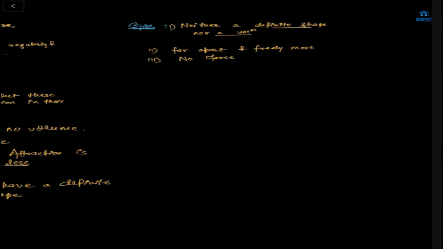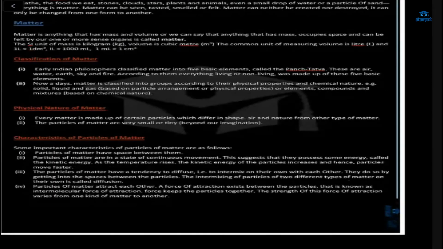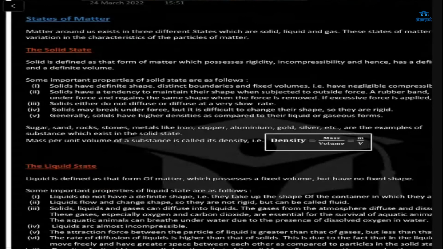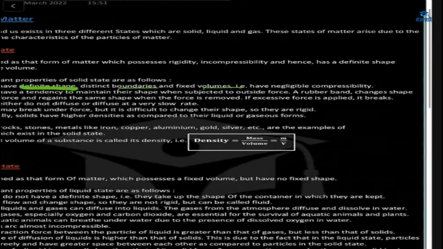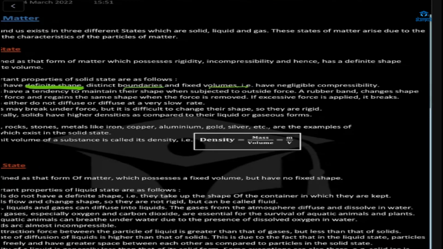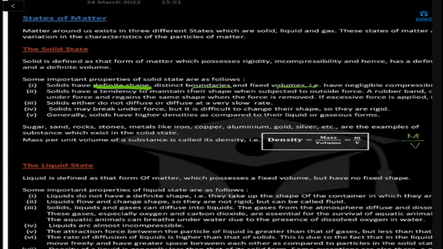Now the effects of change of temperature. Let's go through these points. The states of matter. This we know. Solids have definite shape, distinct boundaries, and fixed volumes. Solids have a tendency to maintain their shape. And density will be mass by volume. Sugar, sand, rocks are all examples of substances which exist in the solid state. Iron is a solid, aluminium is a solid, gold is a solid, all the metals are solid.